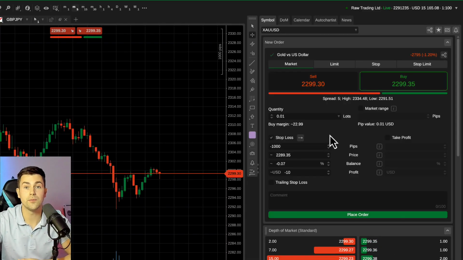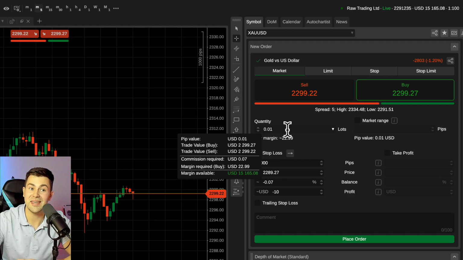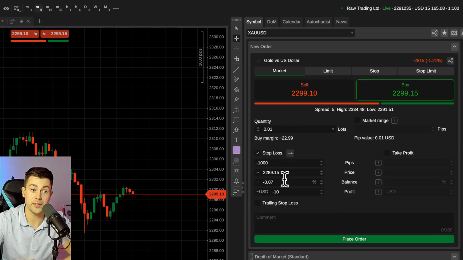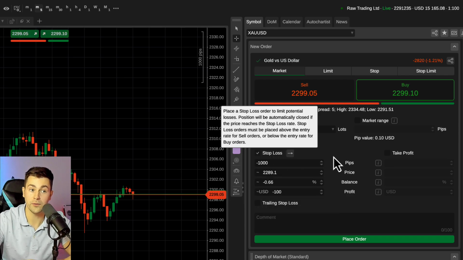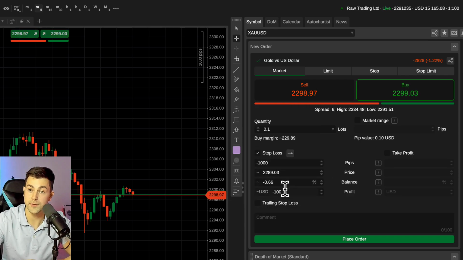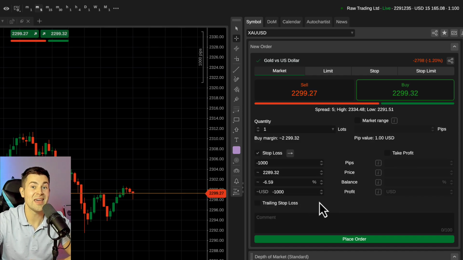Imagine that you decide to buy gold from current price levels with 1000 pips risk. Here we can see the exact lot size for the trade and our potential risk. You can see that with the minimal lot with 1000 pips risk, we will risk $10. And if we change the lot size and choose 0.1, you can see that our risk will be $100, and if we trade with standard lot, our risk will be $1,000.